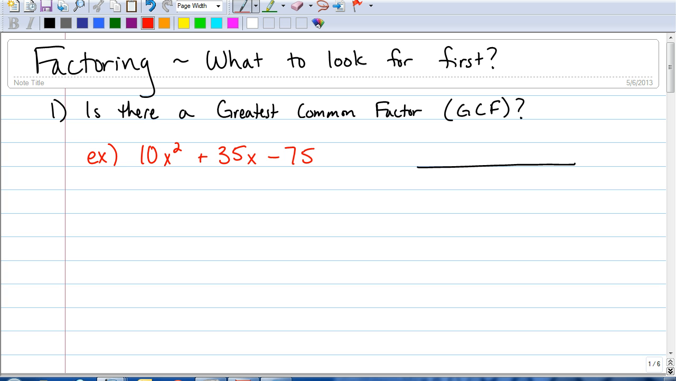So here I have 10x squared plus 35x minus 75. Before I do anything, I look to see, well, is there a number that divides evenly into 10, 35, and 75? I actually want to look for the largest number that divides evenly into all 3 of those terms. That's what we call the greatest common factor.